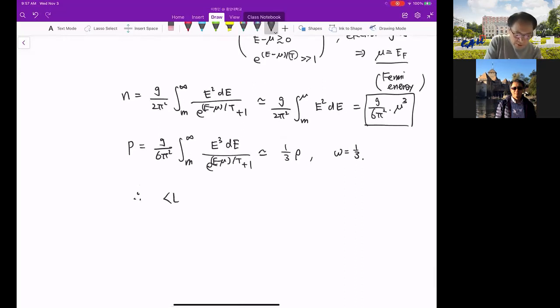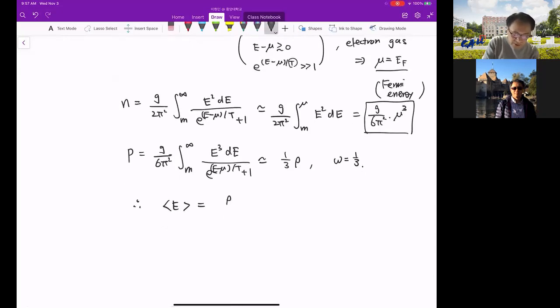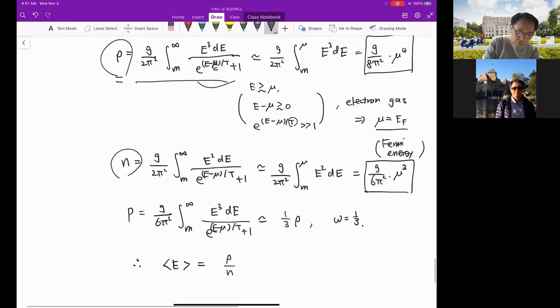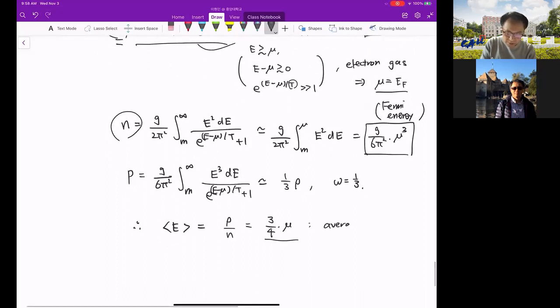Then, therefore, the averaged energy equals the energy density. This is total. I think that this is energy for a single particle. So energy density divided by number density is given by just the ratio of these two results, rho over n, which is 3/4 times the chemical potential. This is the average energy per particle.